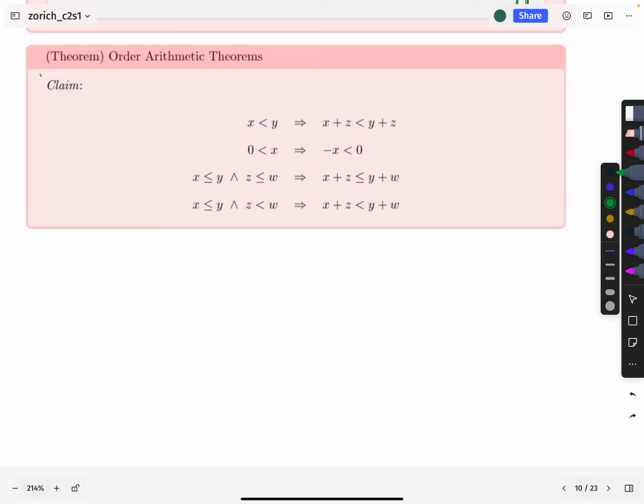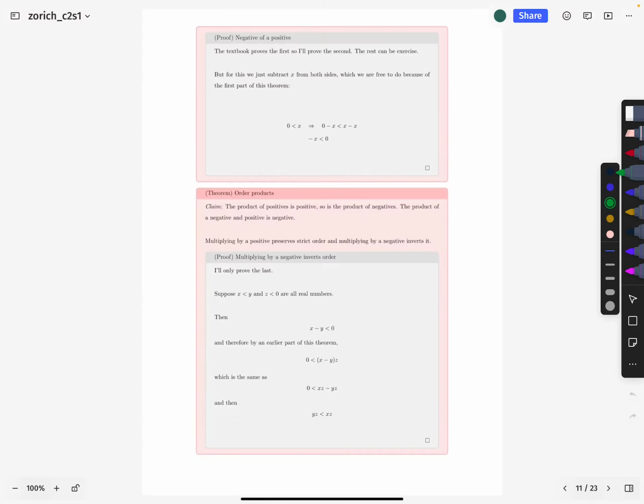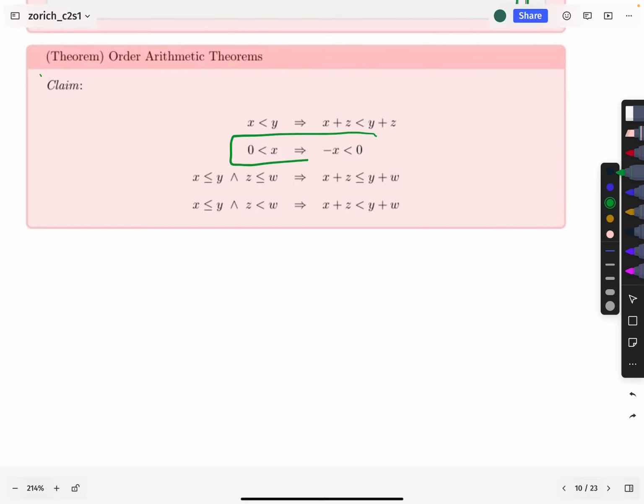It's all tedious. We know that it's going to work out, but the point is to get some exercise in doing proofs and also confirming every little thing. So let's at the very least get some exercise doing these kinds of proofs. Which one am I going to prove? The textbook proves the first one, so I'll prove the second one, and between me and the textbook, we'll leave the remaining for the viewer as an exercise. So let's take that 0 is less than x implies that negative x is less than 0.